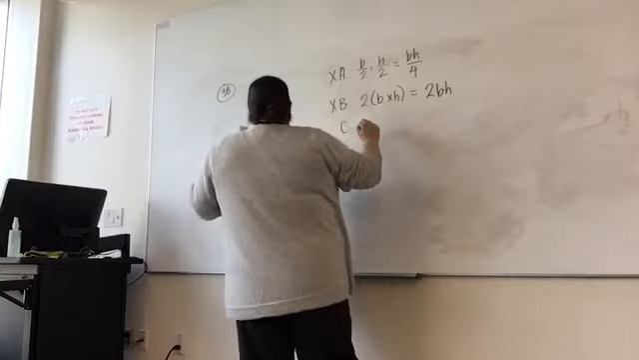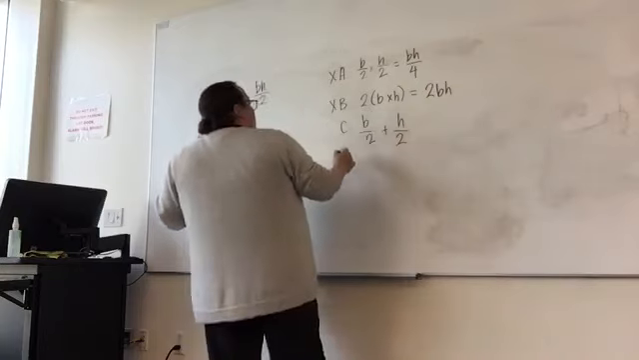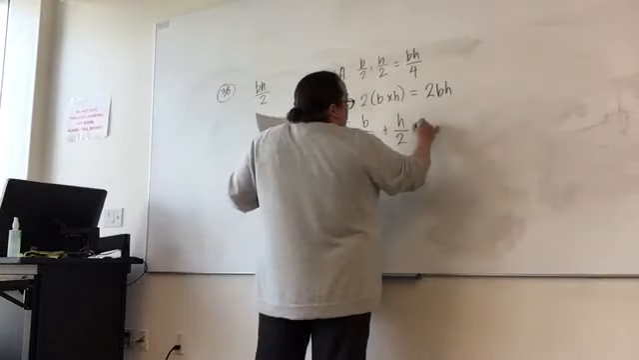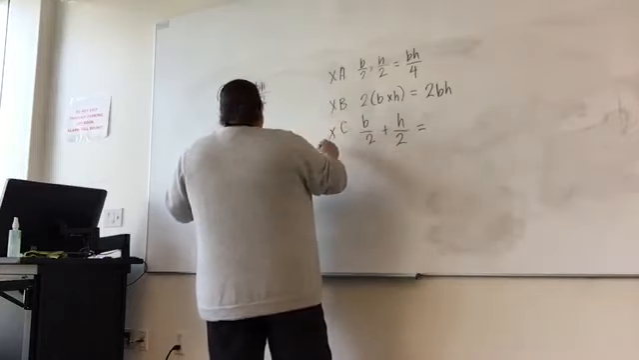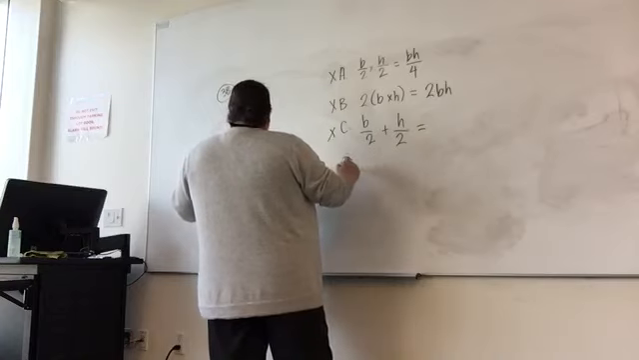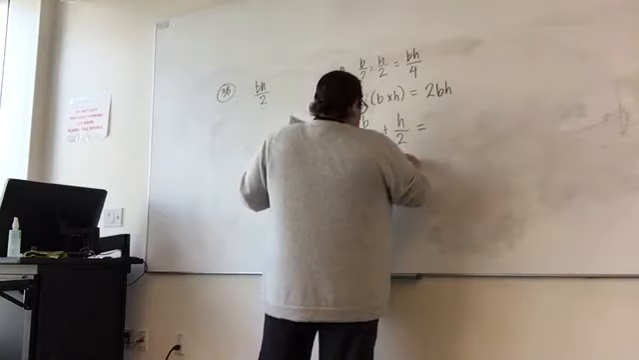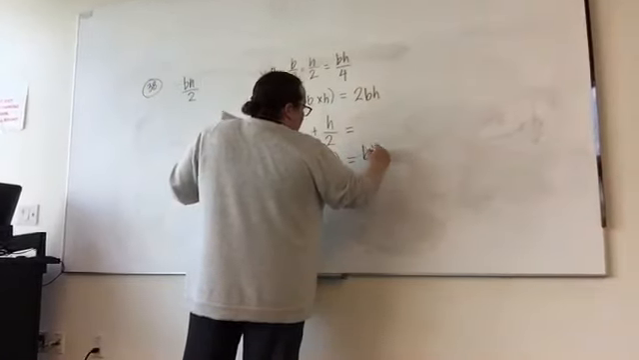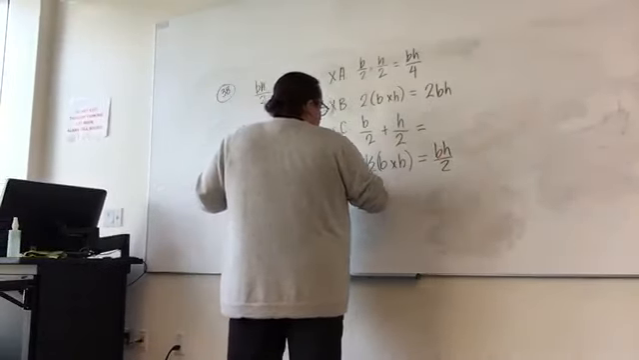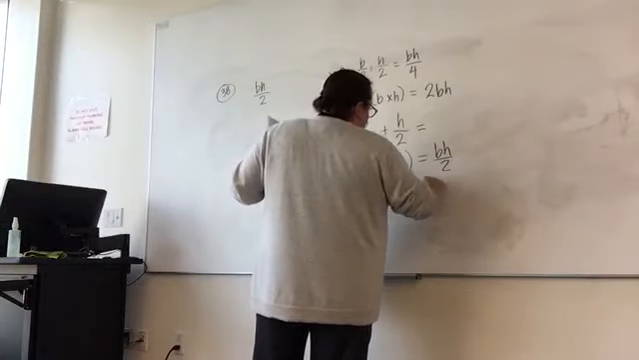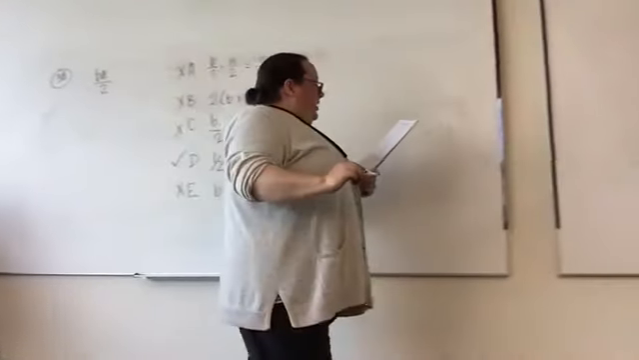Let's take a look at C. B over 2 plus H over 2. Well, I can't actually combine those, right? Other than saying just as it is. So that's not really an option for me either. D: 1/2 times B times H. That is the same thing as BH over 2. So D is my option. E: B times 2H is the same thing as 2BH, which is that guy, so I know that's no go either. So for 38, the answer is D.